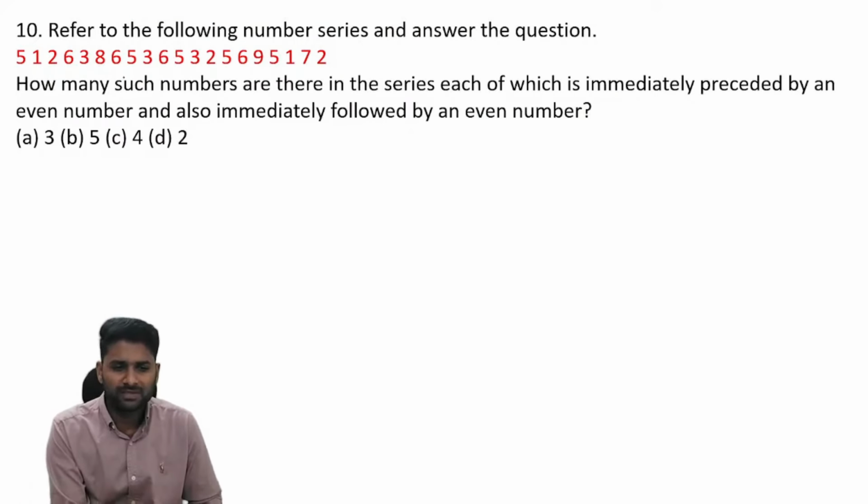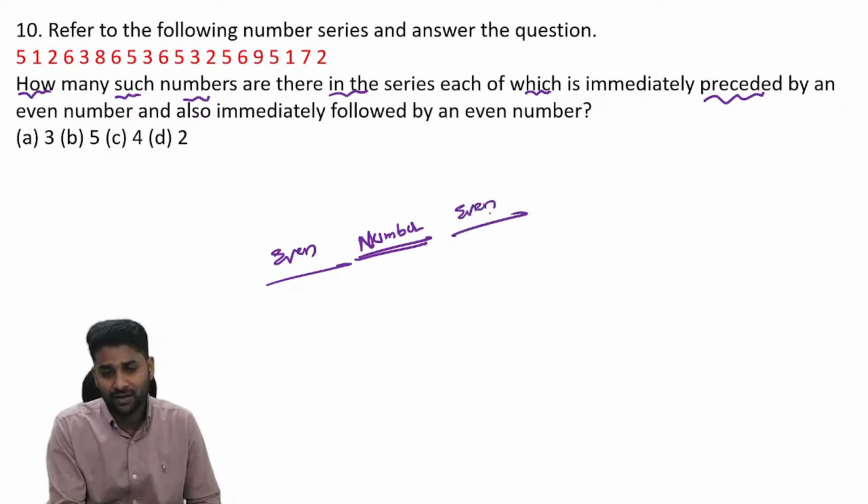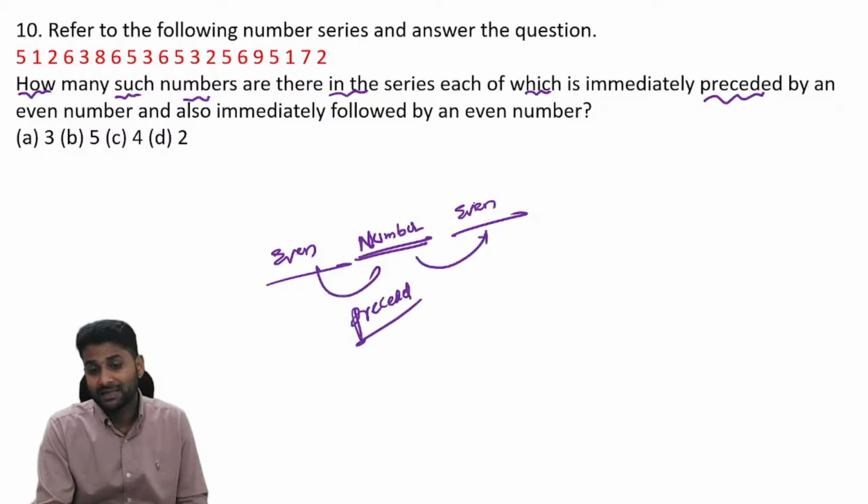So there are certain digits given. Now the question: we need to identify how many such numbers there are, and you have to count them according to the condition. We need a number in the series which is immediately preceded by an even number. The number must be preceded by an even number and followed by an even number. This is all about a number preceded by an even number and followed by an even number. Understand the condition.